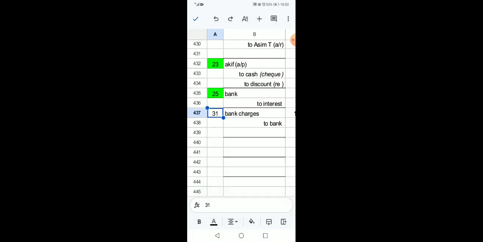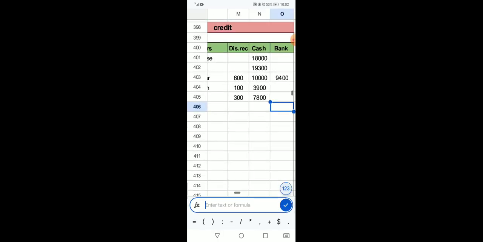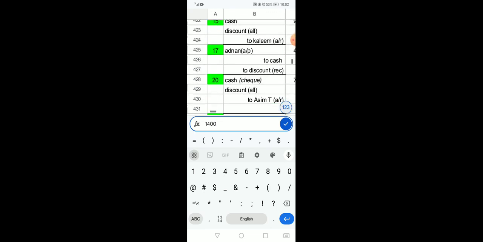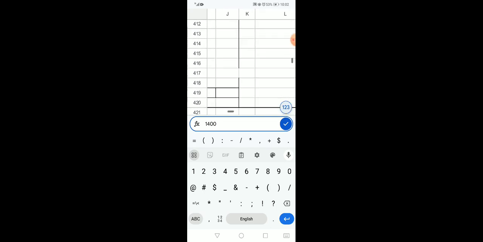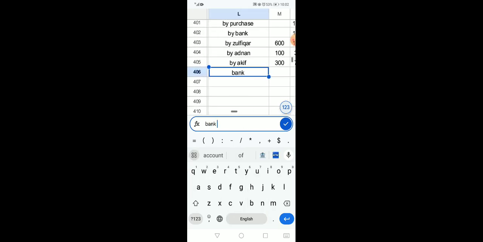Next entry is 31. There are two elements, but only one element is associated with the cash book. Bank is credited with 1400. Go to the credit side of the bank and write down 1400 over here. See the reference of this entry. What is written on the opposite side? Bank charges. So you will write bank charges over here.